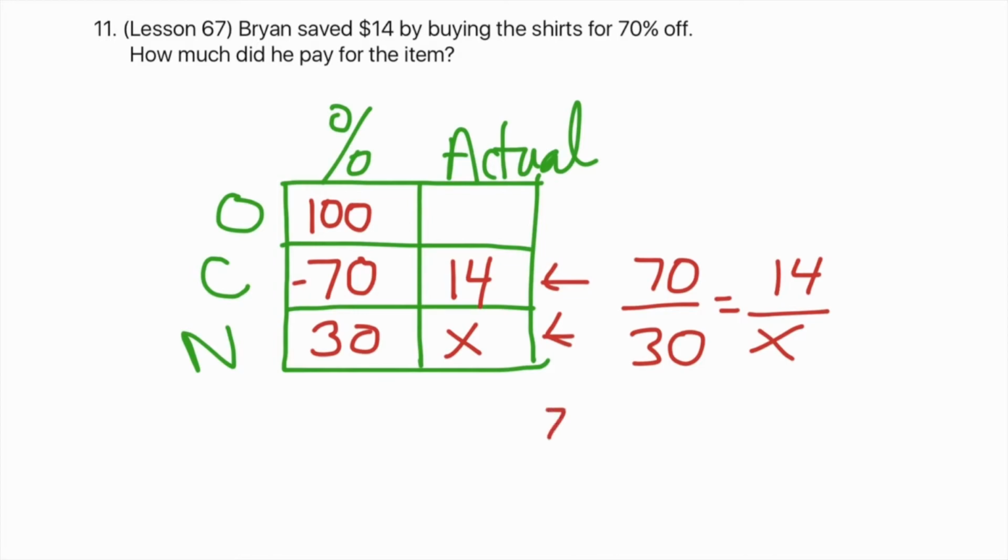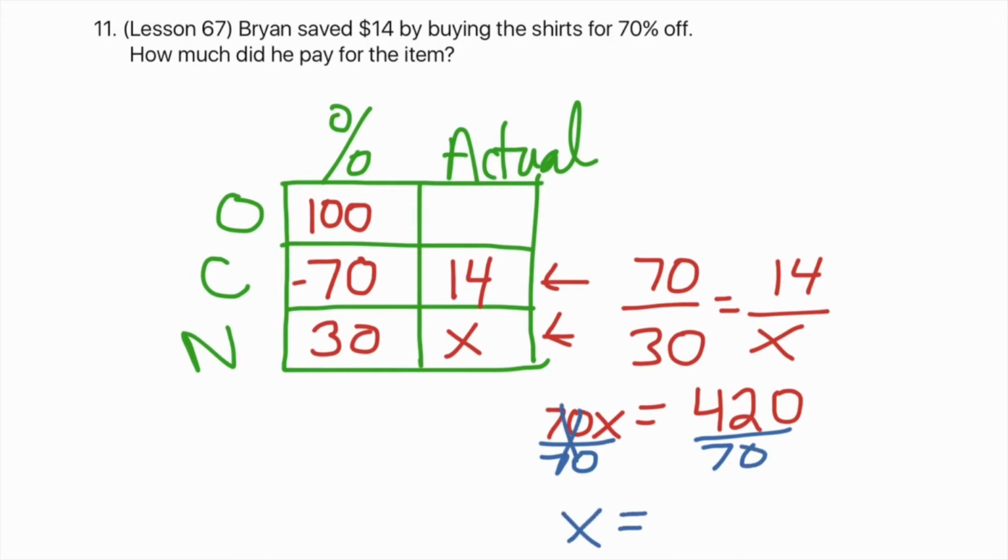So I have 70x equals 30 times 14, which is going to be 420. Now we divide both sides by 70. Divide 420 by 70. 70s are going to cancel out, so we are left with x equals 6. So that means Brian paid only $6 for his new shirt.